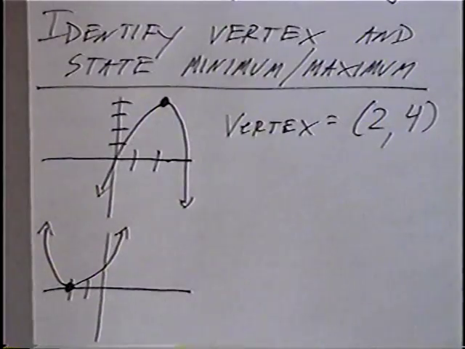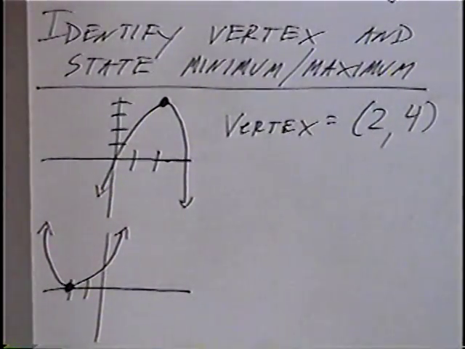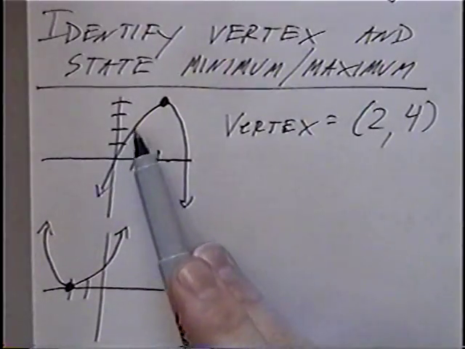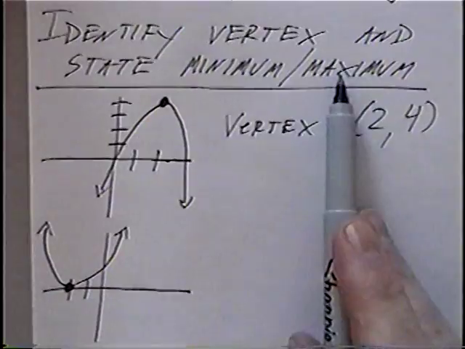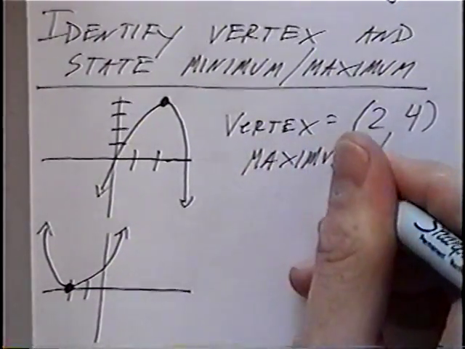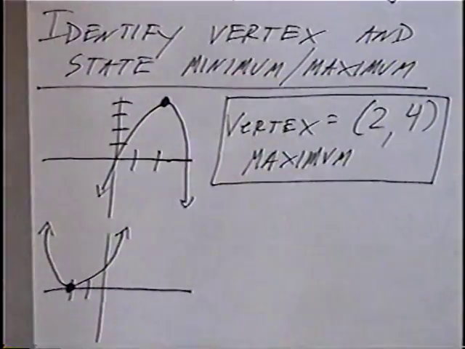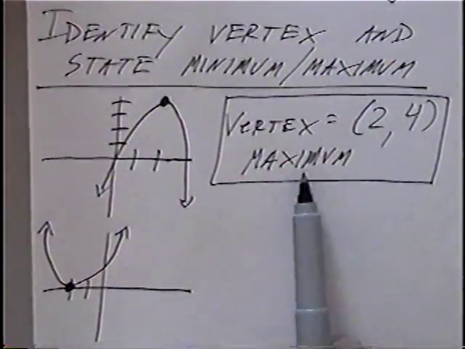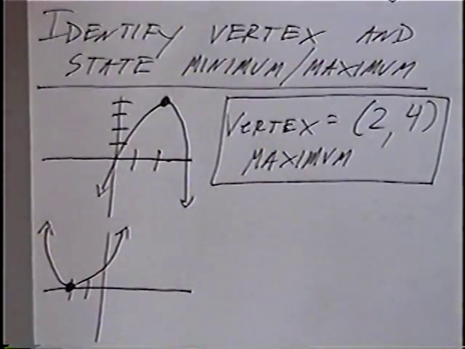For a minimum or maximum, minimum means it has a lowest point, maximum means it has a highest point. This graph goes up to the top and then turns back down, so it goes up to the highest point possible, which would be a maximum. So our vertex for the first graph would be 2, 4, and this parabola has a maximum point, which is the vertex.